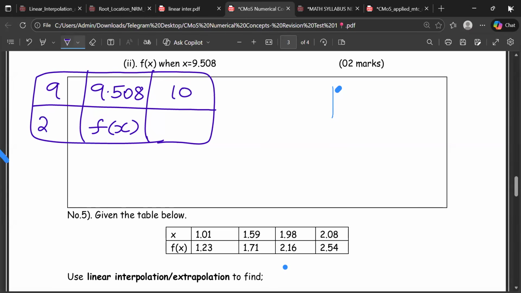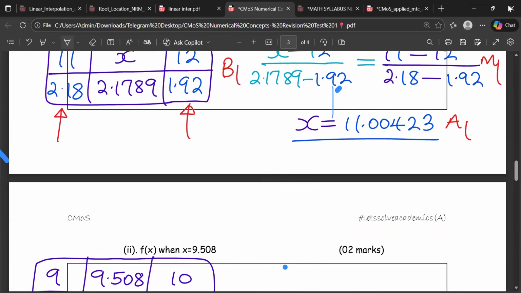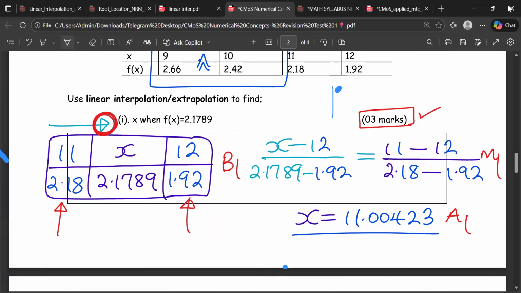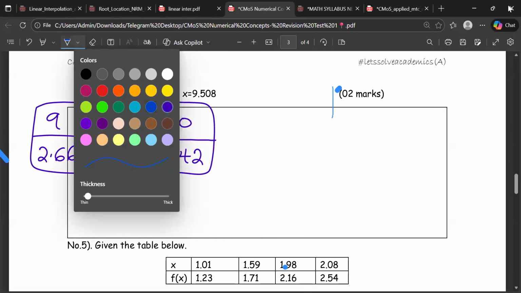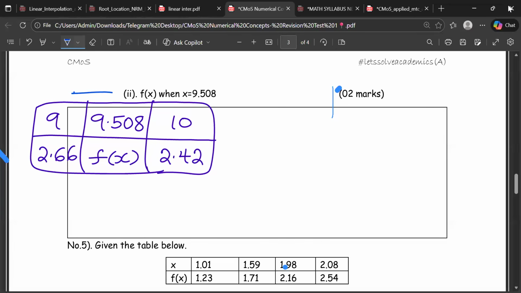The y value here is 2.66. The f of x value here is 2.42. So this time around, I'm going to choose the opposite direction. People may think that when you use left to right on part A, you maintain the same on part B. It's not a must. They are different tables. So for this table, let me face the other side like this.